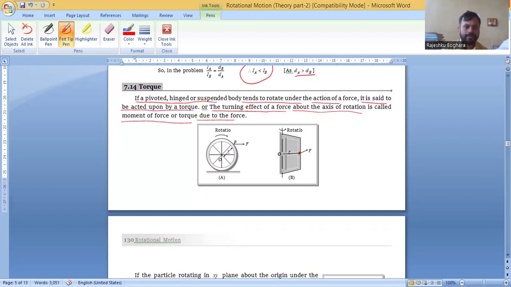Example, this is a door. Here we apply a force perpendicular to the plane of the door. Then the door rotates about this axis. Suppose here we apply a force F in this direction, then this wheel rotates in this direction.